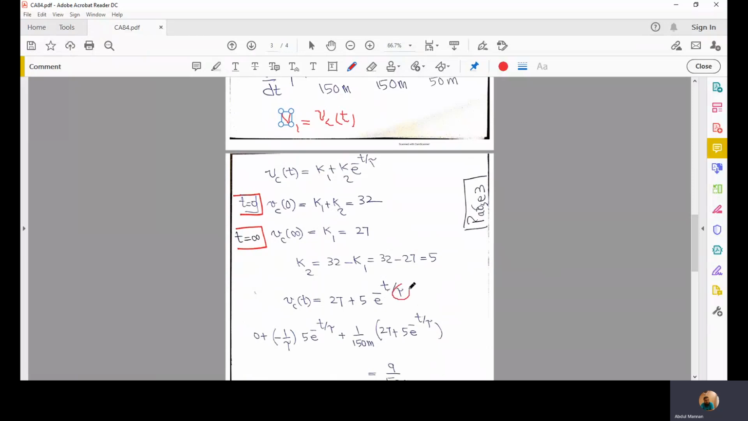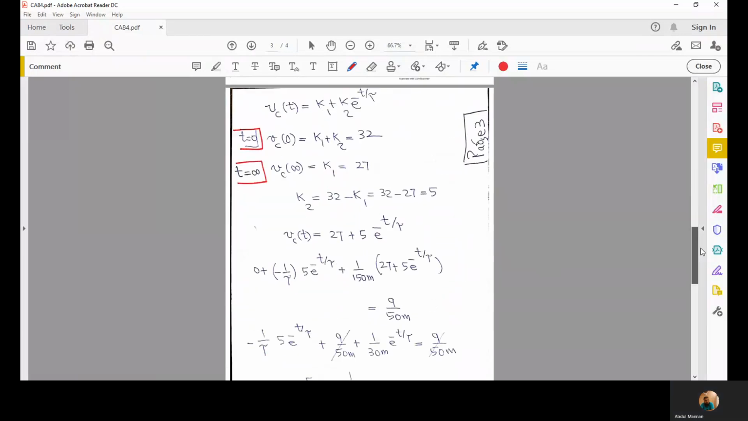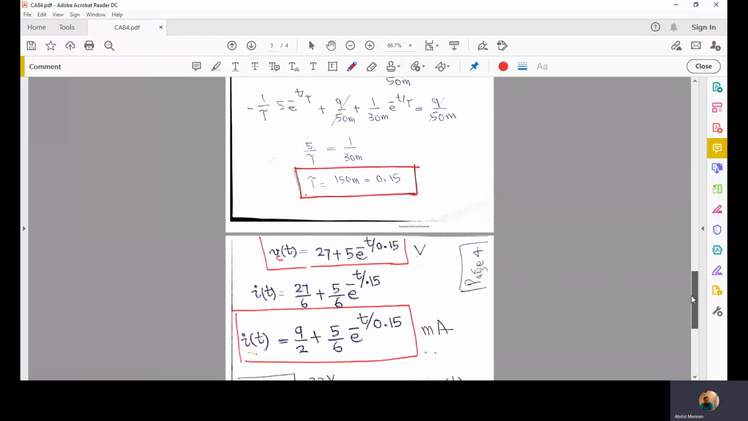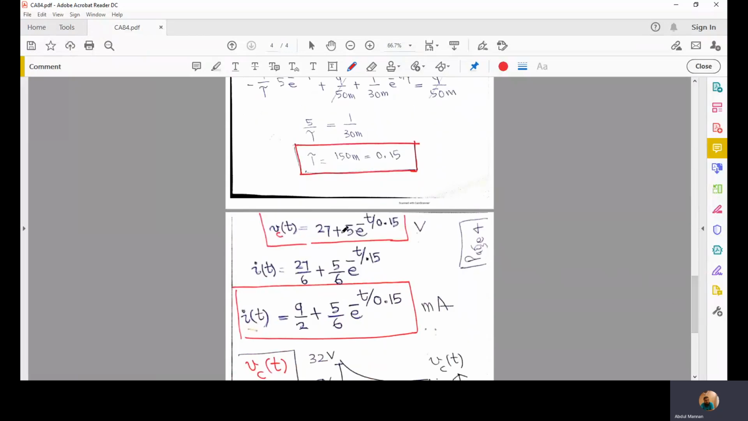So the final thing we have to compute is this tau. Putting this V sub C of t in this equation A gives us tau equal to 0.15. And then we can complete this equation, putting tau equal to 0.15. So this gives us V sub C of t equal to 27 plus 5 e to the minus t over 0.15 volts. How can we draw that?